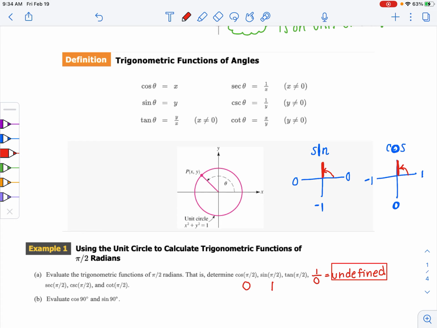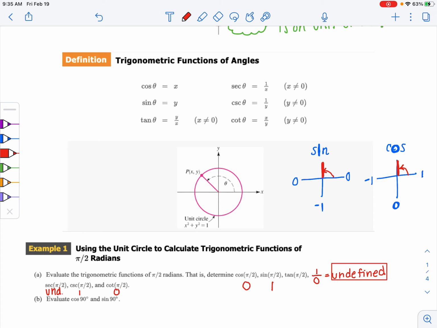Using these three, it's easy to find the next three. Secant is 1 over cosine. Well, 1 over 0 is, again, undefined. Sorry, this is so small. Undefined. Cosecant is 1 over sine, so that's just going to be 1. Cotangent is 1 over tangent, which will then be 0 over 1, which is 0. So we're looking just at that angle of pi halves, and those are my 6 trig functions.